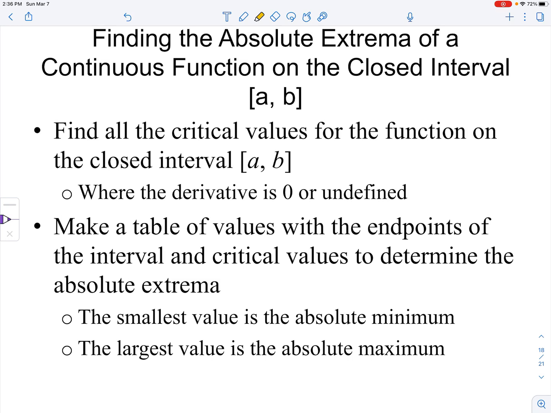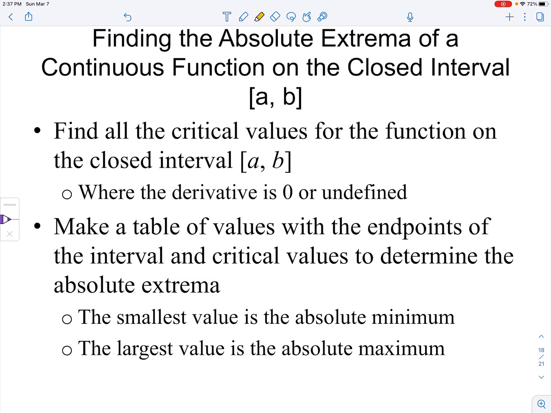So finding the absolute extrema of a continuous function on a closed interval from a to b. Here's how we're going to do that. You'll find all critical values for the function. We find critical values the same way that we did in section 3.4, but critical values that lie on the closed interval from a to b. So take the derivative, set the derivative equal to 0, and also determine where the derivative is undefined.